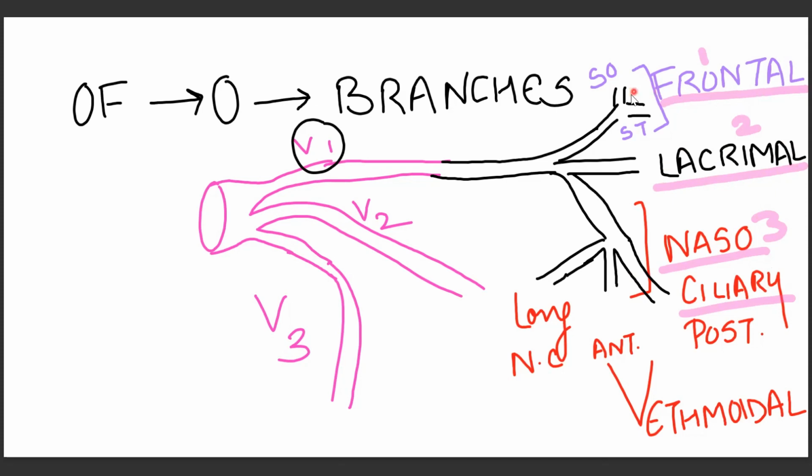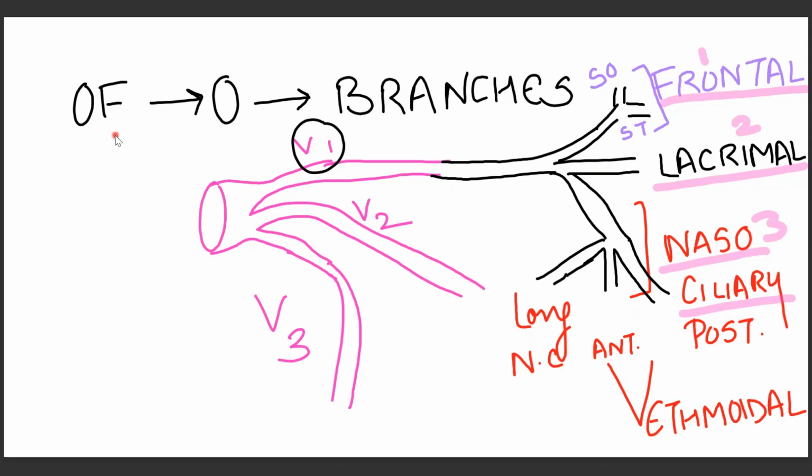Now the frontal further gets divided into two more branches. First is the supraorbital, obviously supraorbital meaning the orbit side. And second is the supratrochlear. Lacrimal has no further branches. Nasociliary has three further branches. First is the long ciliary, and the second and third are basically the ethmoidal branches. So ethmoidal has anterior as well as posterior ethmoidal. So these were the further divisions of the ophthalmic branch.